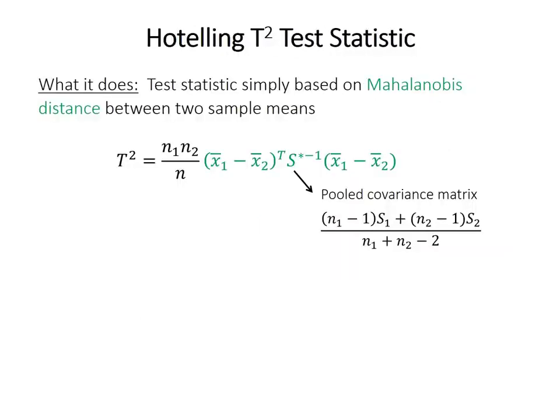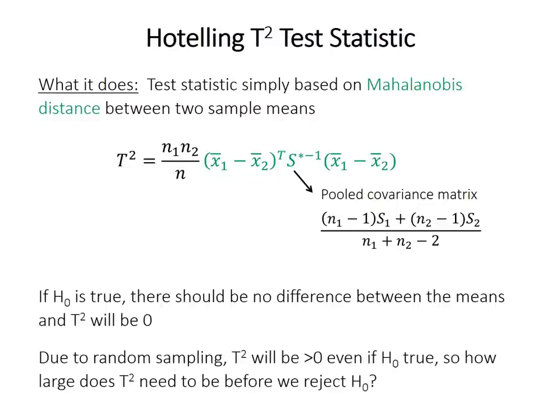So what does the test do? Well, the test statistic t-squared is based on the Mahalanobis distance between the two sample means. If you need a refresher on the Mahalanobis distance, the previous video discusses that. The covariance matrix here is something called the pooled covariance matrix, which is just the covariance matrix for each sample weighted by the sample size, or technically by the degrees of freedom. So if you think back to the t-test, you can see how this is quite similar to the pooled standard error in the t-test.